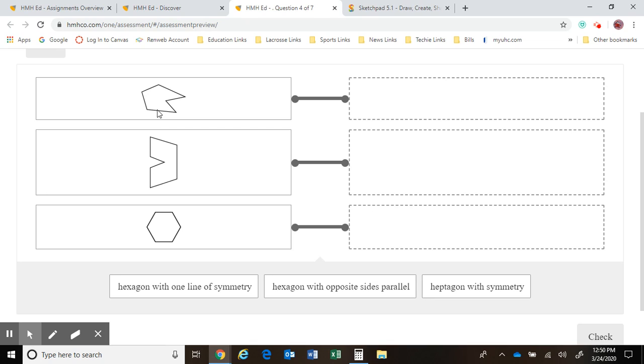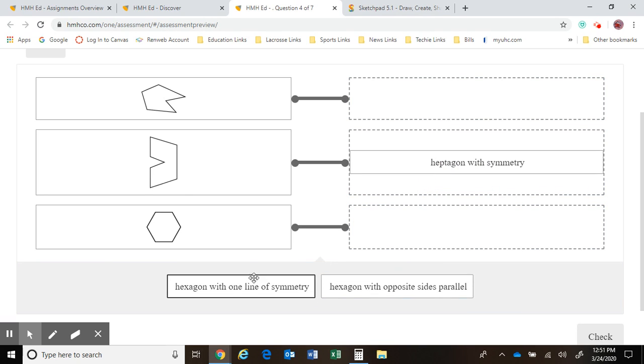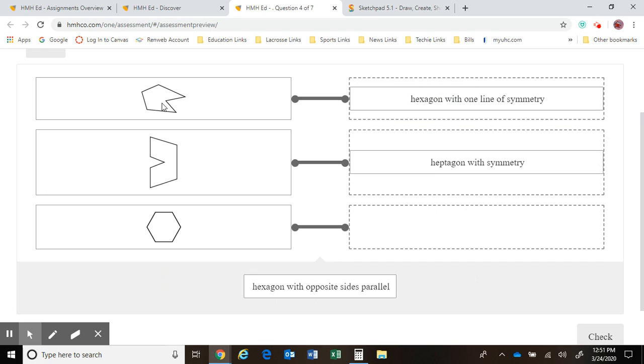Okay, that's a hexagon. 1, 2, 3, 4, 5, 6, 7. There's my heptagon, and that clearly has symmetry. I could draw a line right from here to here and fold it on top of it. So there's my heptagon. Now, hexagon with one line of symmetry, because they're both clearly hexagons, I could draw a line from here to here and fold it on it.